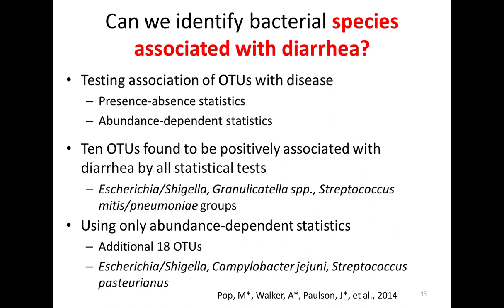According to all the different statistical tests that we measured, we found Granulocytella, which is known to cause swine dysentery, and we found some Streptococcus mitis and pneumoniae groups that were really previously uncharacterized and had not previously been associated with diarrhea. And we also recovered in abundance-dependent methods, Campylobacter jejuni and Escherichia shigella. I should point out that Escherichia and Shigella, according to the 16S, you can't really tell the difference, right? Because they're the same.